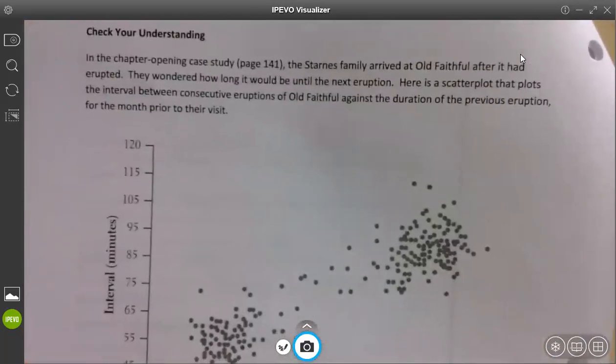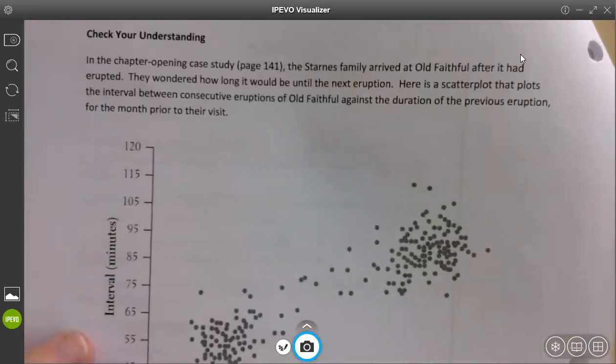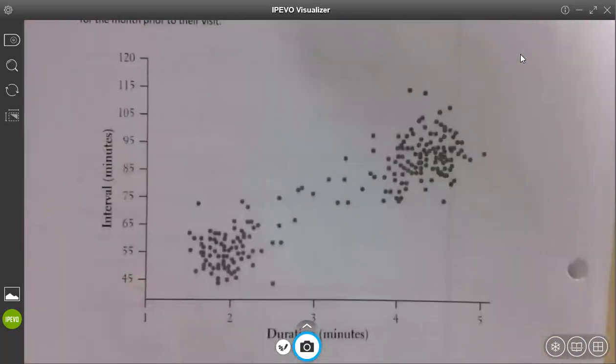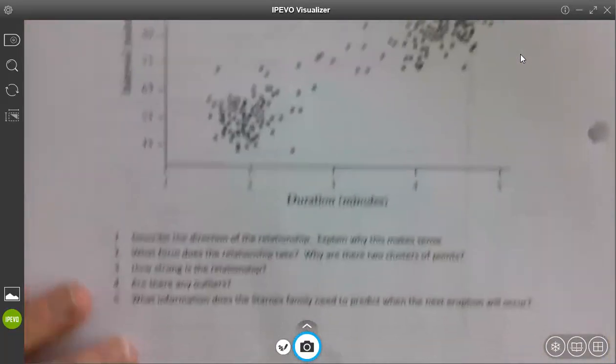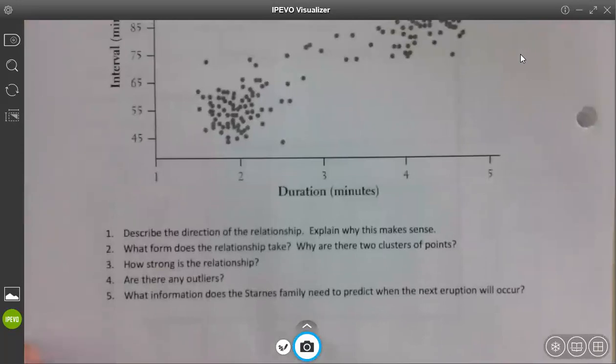All right. In the chapter opening case study, we didn't do it. The Starnes family arrived at Old Faithful after it had erupted. They wondered how long it would be until the next eruption. Here's a scatter plot that plots the interval between consecutive eruptions of Old Faithful against the duration of previous eruptions for the month prior to their visit. Okay, good. Describe the direction of the relationship and explain why this makes sense.